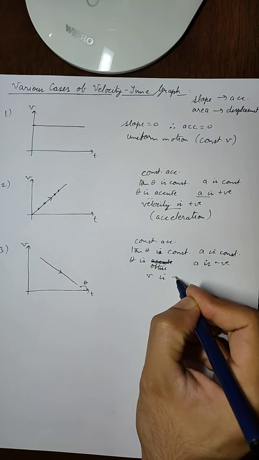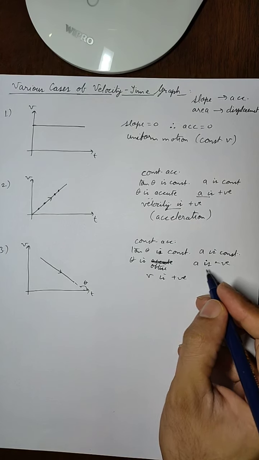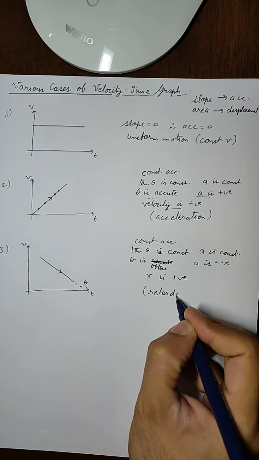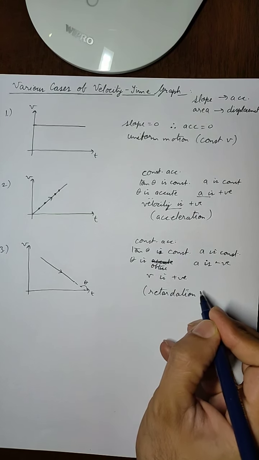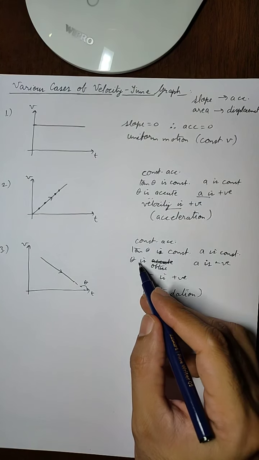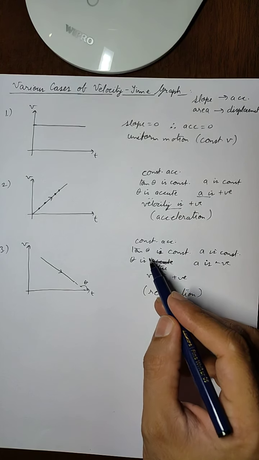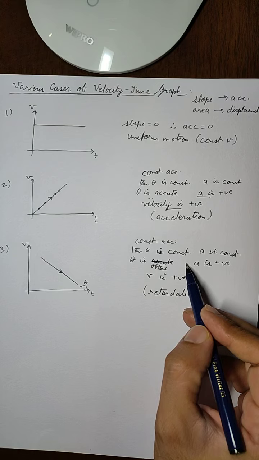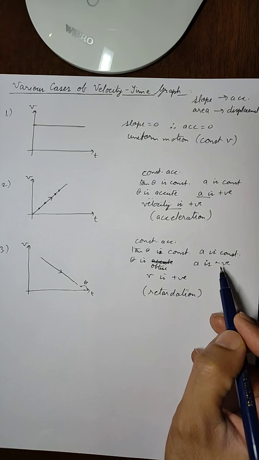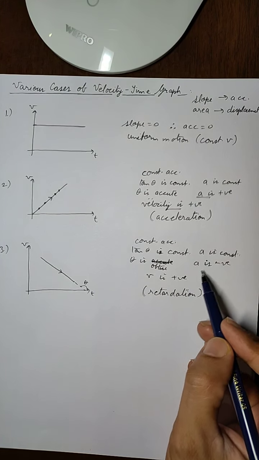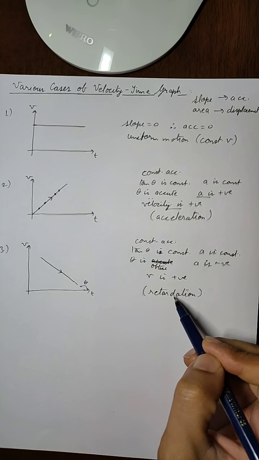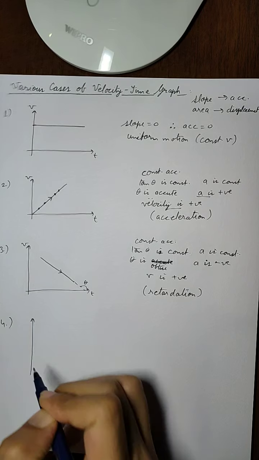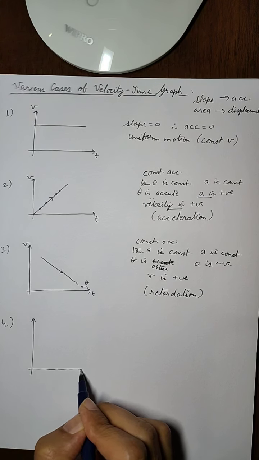but velocity is positive. So if velocity is positive and acceleration is negative, that means we are facing retardation here, because theta is obtuse, so tan theta is negative. If tan theta is negative, that means slope is negative, that means acceleration is negative, but velocity is positive, so positive velocity and negative acceleration means retardation. Now let us come to the next graph.